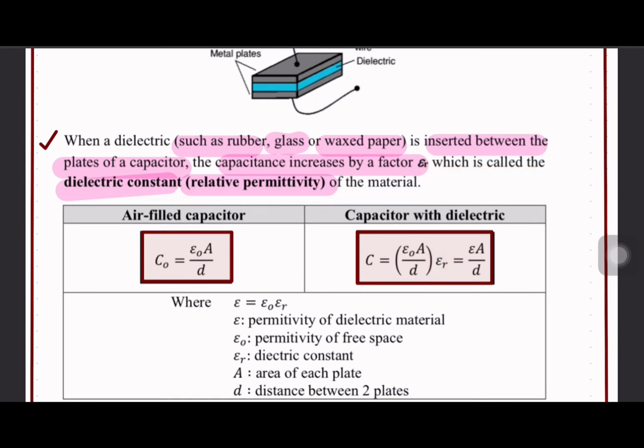Or we can rewrite the equation as C is equal to epsilon naught epsilon R A over D. Or you can simplify it, because epsilon is equal to epsilon naught times epsilon R, so we can rewrite the equation as C equal to epsilon A over D, where epsilon is the permittivity of the dielectric material. Okay, so it is based on the material.